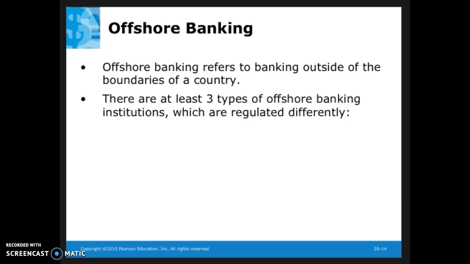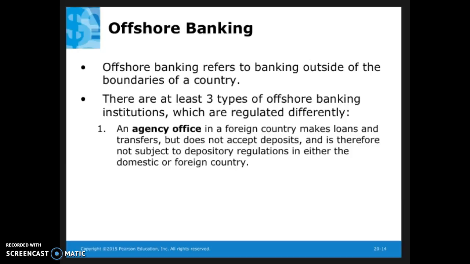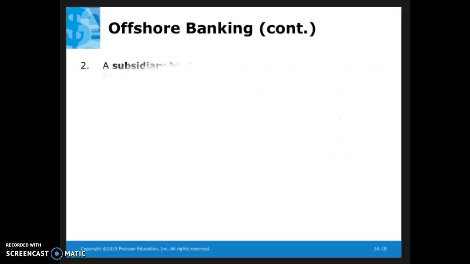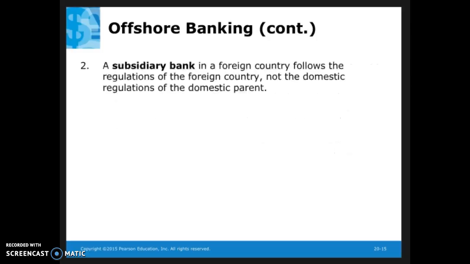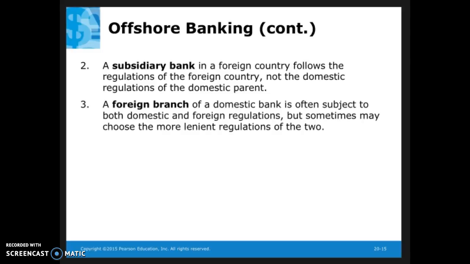There are three types of offshore banking and they are regulated differently. The first is an agency office in a foreign country, which makes loans and transfers, but it does not accept deposits and is not subject to depository regulations in either country. Next is a subsidiary bank, which follows the regulations of the foreign country, not the domestic regulations. And then we have a foreign branch of a domestic bank, and it's subject to both domestic and foreign regulations.